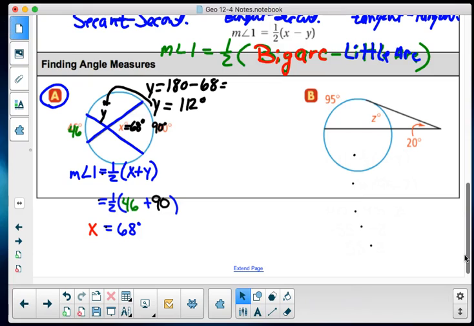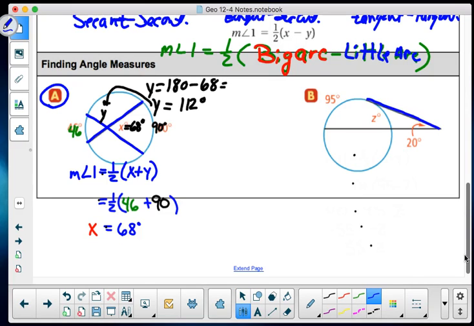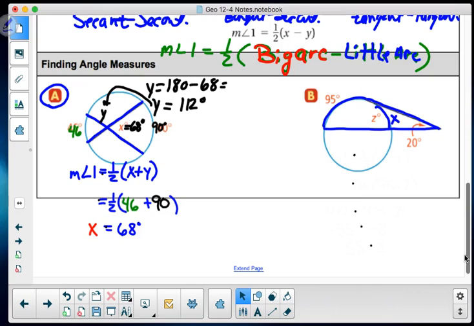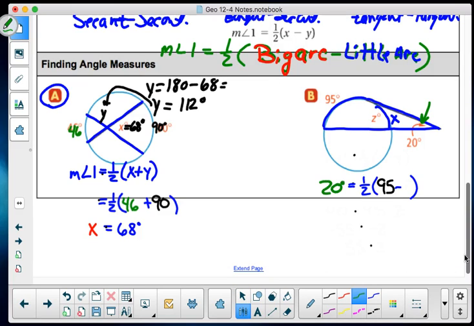Okay, now in B, it's my big arc minus little arc with a tangent secant combination. This is my tangent line, this is my secant line, and I have a big arc, which is 95. I have no idea what that little arc is. Let's call it X. So I'm going to set this up. I've got my angle, this angle is 20 degrees. So that is going to be my first setup.